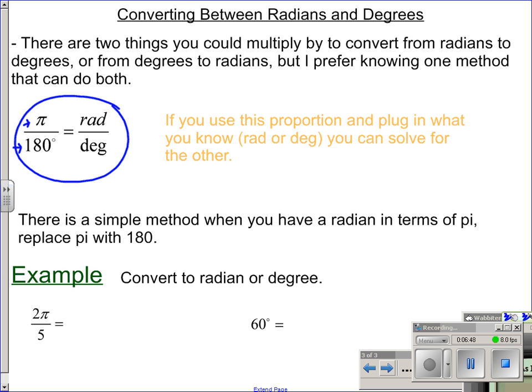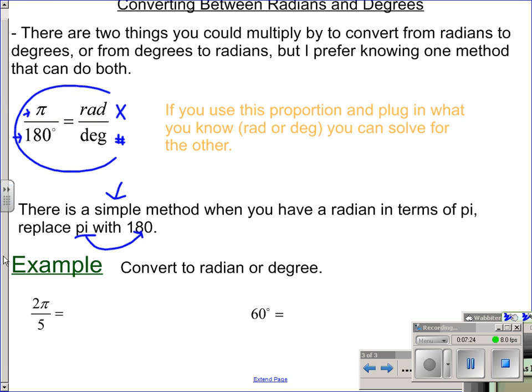Pi and 180 degrees are the same thing. If you know a radian, you plug it in. This becomes your variable if you're looking for the degrees. Same thing works the other way. Pi over 180 is the same thing as, if you know the number of degrees, plug it in. The radians is the unknown, so you'd solve for x there. Now, if you have a radian in terms of pi, like it says right here, there is a simpler way. Just take that pi out, replace it with 180. All right? So, a couple of examples here.